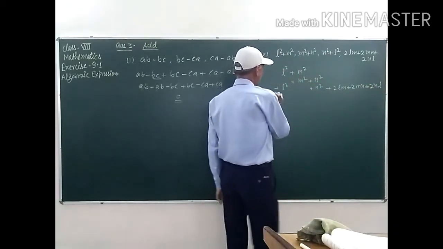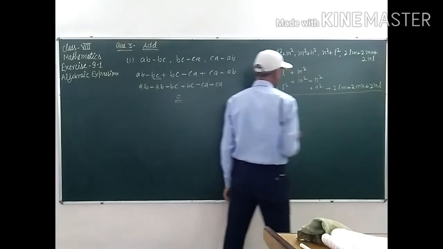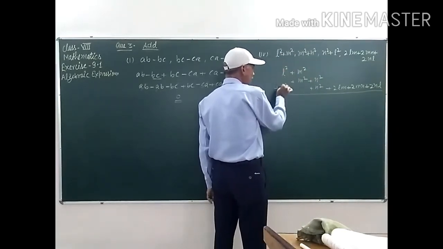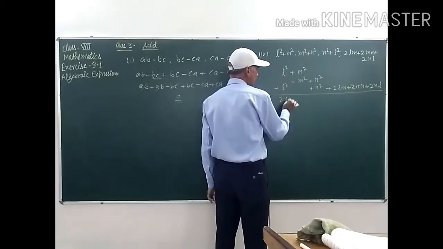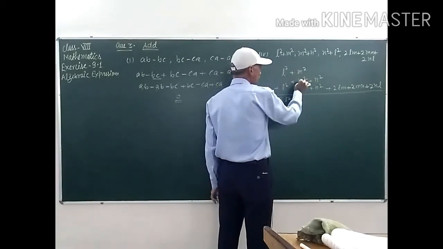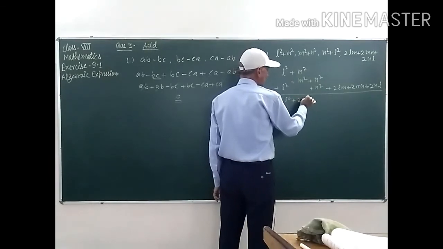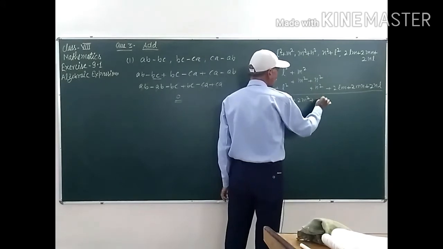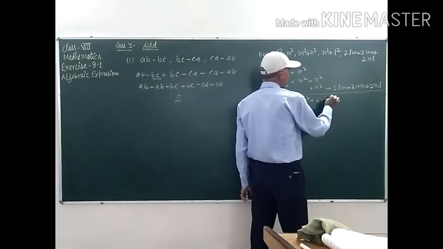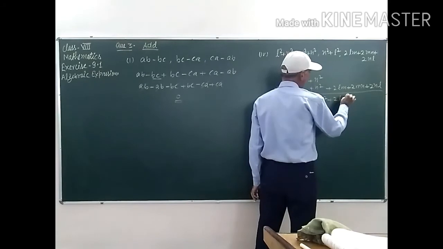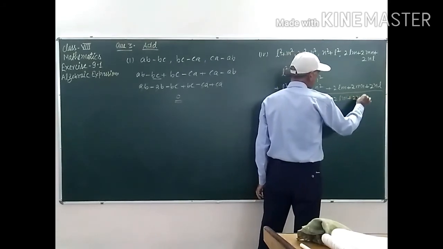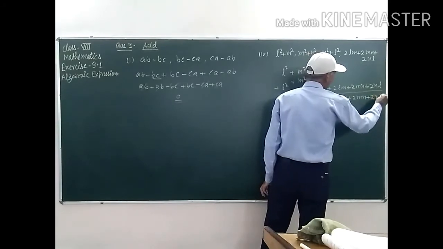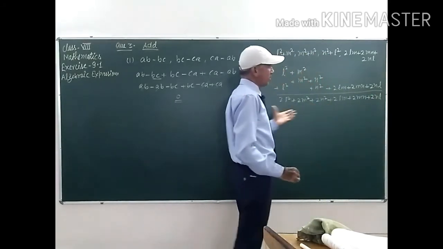Clear? So add these. L square and L square, that is L square plus L square, that is 2L square. M square plus M square, 2M square, plus N square and N square, 2N square, plus 2LM plus 2MN plus 2NL. This is the solution, student.